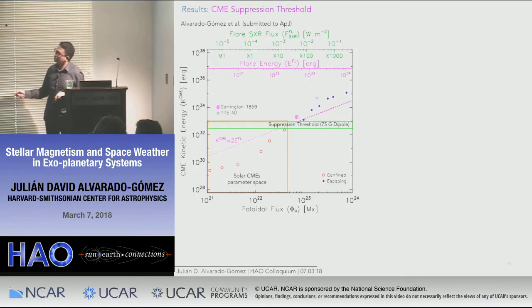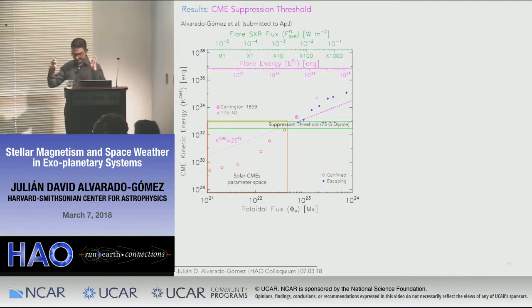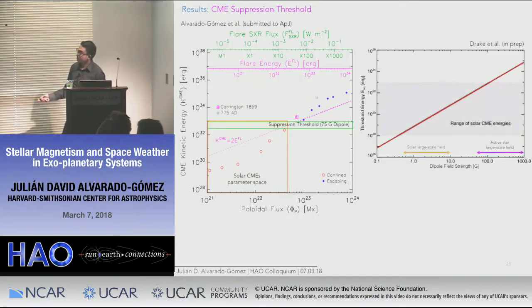Only very strong events, these very large events like the Carrington flare and the 775 AD event that is believed to have happened, those two will probably be able to escape, but all the others would probably be suppressed. And this actually means that, oh, I'm sorry.